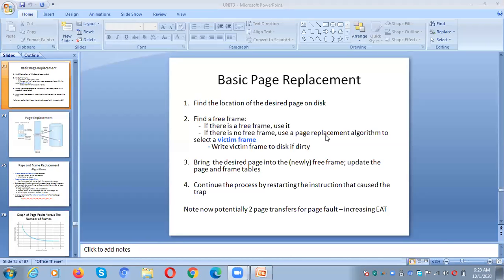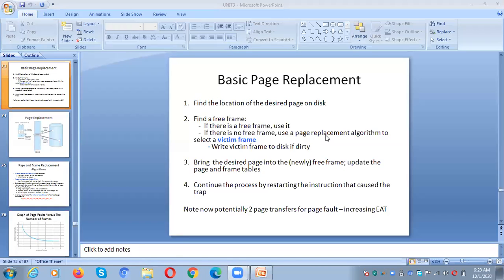We are in the page replacement concept. So first of all, before going to discuss about page replacement, I need to give a review of page fault. What is a page fault? Page fault means the required page is not available in the main memory. That means whenever you refer a page, that page is not available in the main memory.